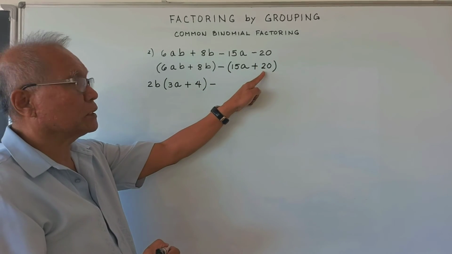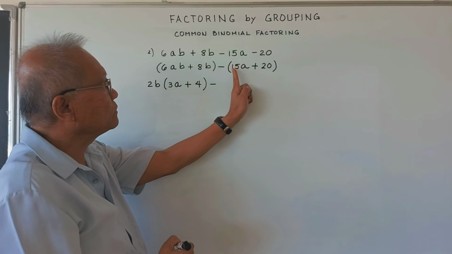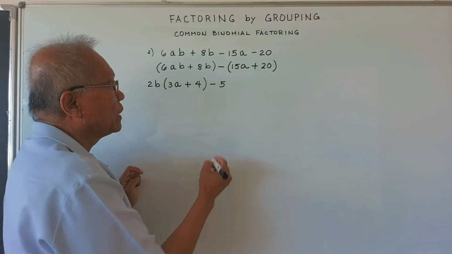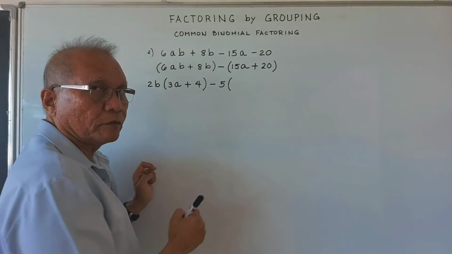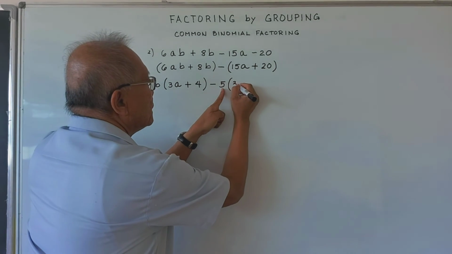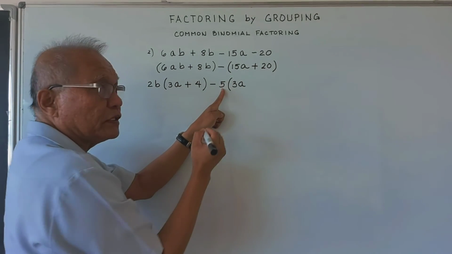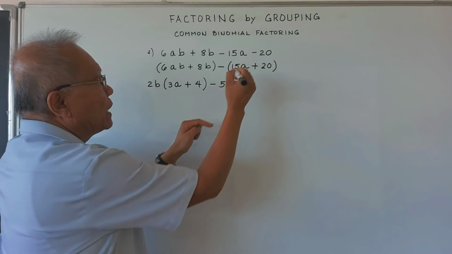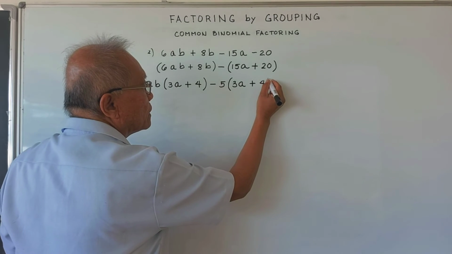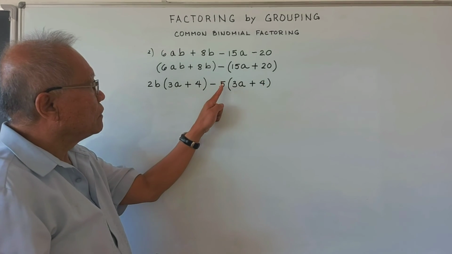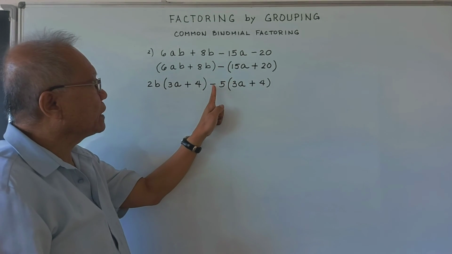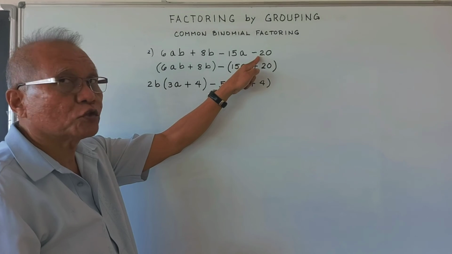Okay. And then here is minus. So 15 and 20, what's the common number between 15 and 20? It is 5 here. Then parenthesis. 15a divided by 5 is 3a. Plus, we have a plus there. 20 divided by 5 is 4. You check. Negative 5 times 3a is negative 15a there. Negative 5 times positive 4 is negative 20 there.